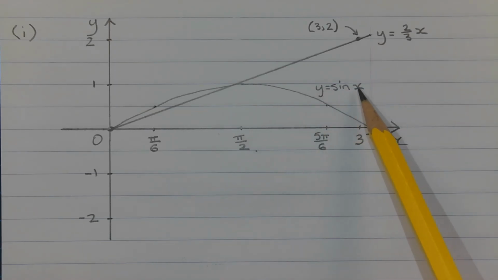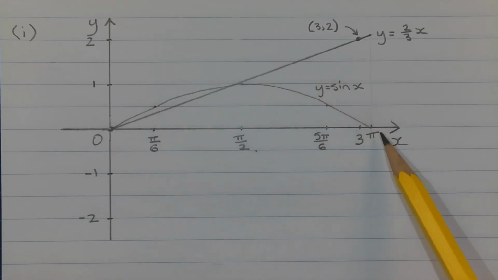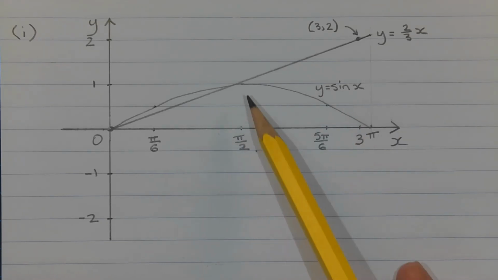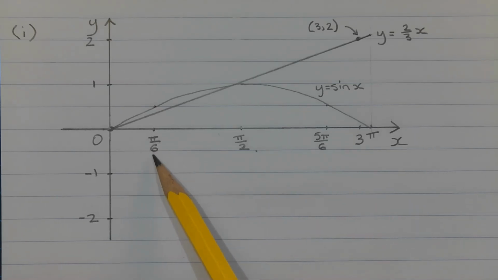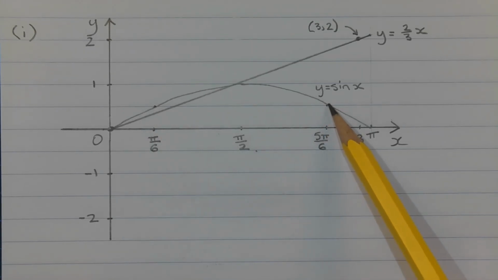Now the curve y equals sin x starts at the origin and is also 0 at the point where x is equal to pi. Now sin x is equal to 1 when x is equal to pi over 2, and I've marked that with a point there. Now sin x is equal to 0.5, or half, when x is equal to pi over 6, so that's this point here, and also when x is equal to 5 pi over 6.